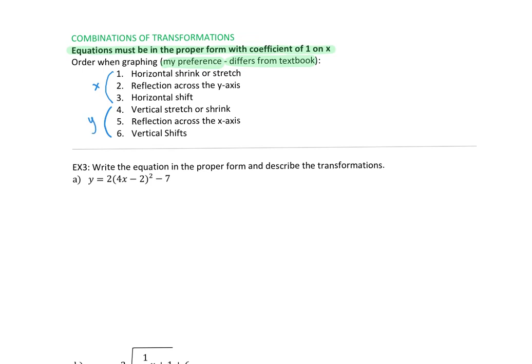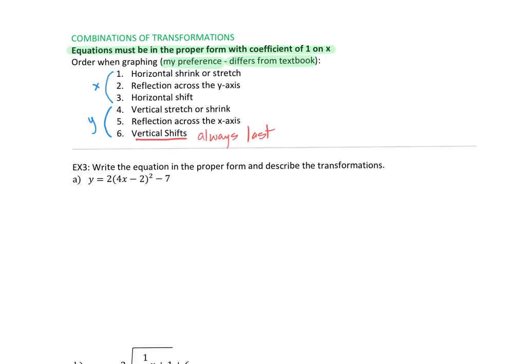Then we're going to do our y's. So vertical stretch or shrink, any reflection across the x-axis. The last thing you always do is your vertical shifts. This, no matter if you're following what the book says or what I say, this is always last.